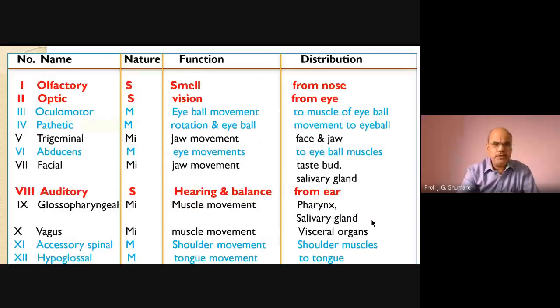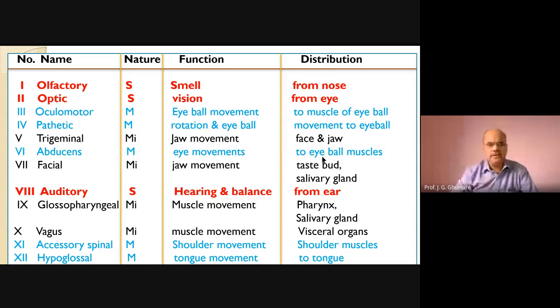Which all nerves are there, I'm summarizing in the form of a chart. See, a four-column chart that we made. No doubt the number is in Roman, that you need to write, because we'll have a simple question to write: names of any four cranial nerves. Nature-wise we'll discuss whether they are sensory, motor or mixed type. Function, we'll discuss what role they play in the body, and distribution-wise, where they go, where they carry the message, or from where they carry the message.